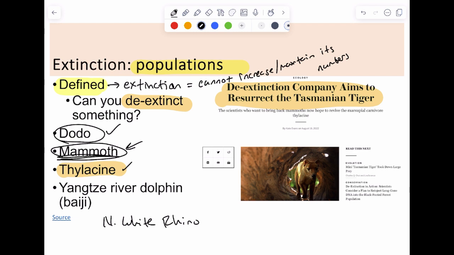This also made the news like 2 months ago, because we have enough of its genome that we can effectively reconstruct it. And people artificially made a mammoth burger. Because you can 3D print animal protein.